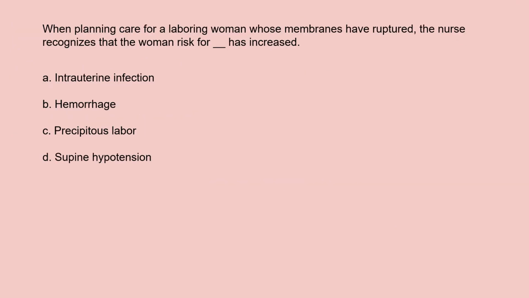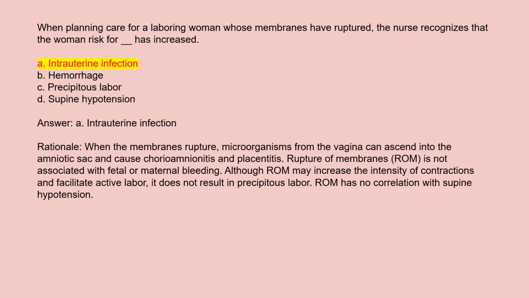When planning care for a laboring woman whose membranes have ruptured, the nurse recognizes that the woman's risk for ___ has increased. A. Intrauterine infection. B. Hemorrhage. C. Precipitous labor. D. Supine hypotension. Answer. A. Intrauterine infection.